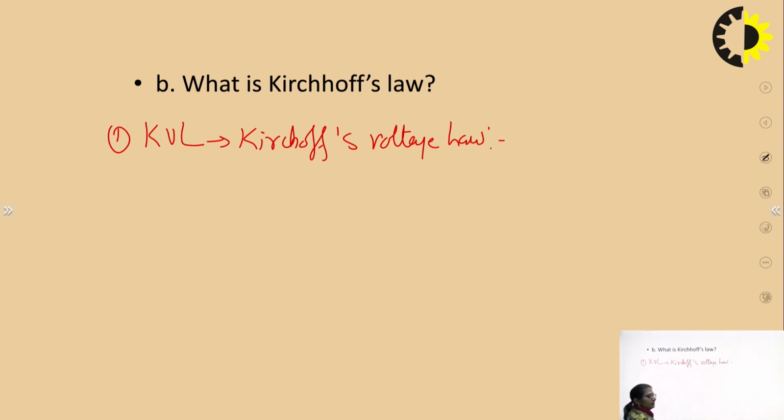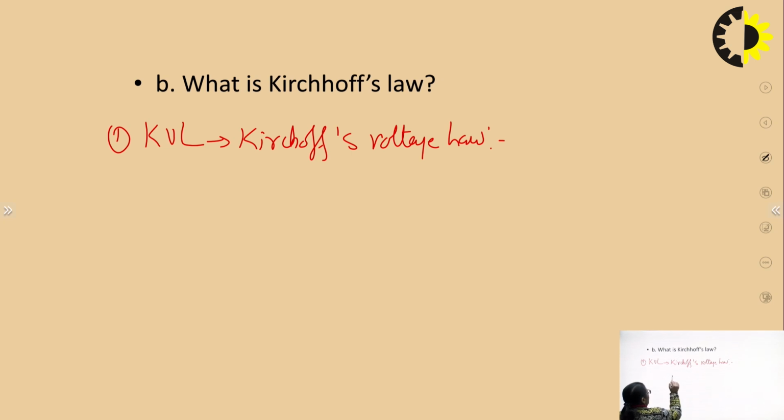And what does this law state? Kirchhoff's voltage law is once again a very regular question, asked many times. It states that in a closed loop or closed mesh in an electrical network, the algebraic sum of all the voltages is equal to 0. That is the basic or smallest statement that can be given. Elaborating, in a closed mesh or closed loop in an electrical network, the sum of all voltage rises will be equal to the sum of all voltage drops in a closed circuit.